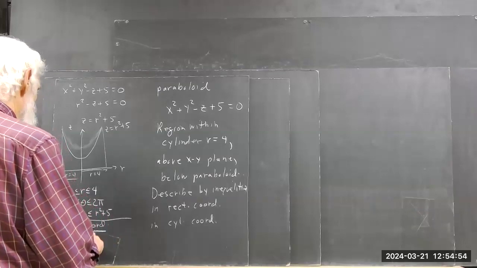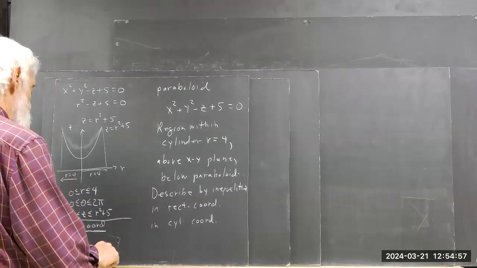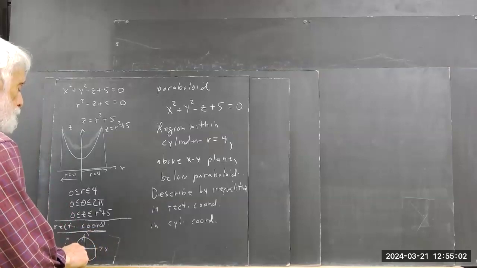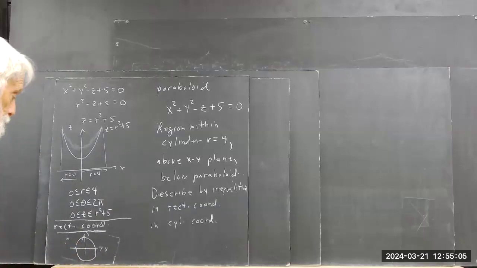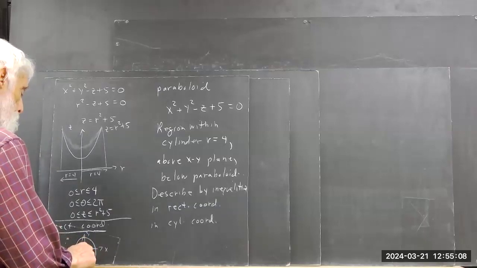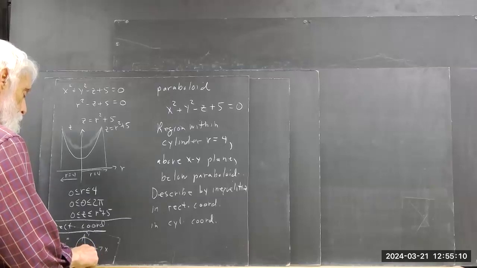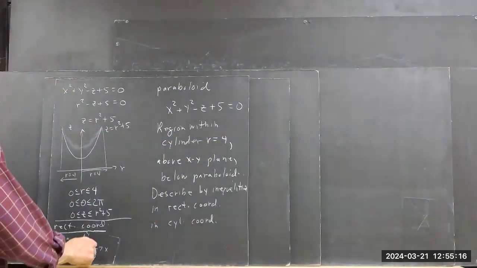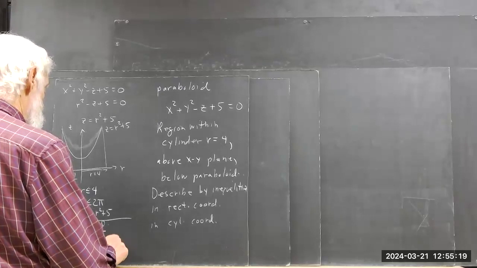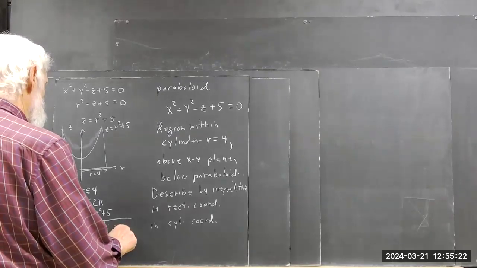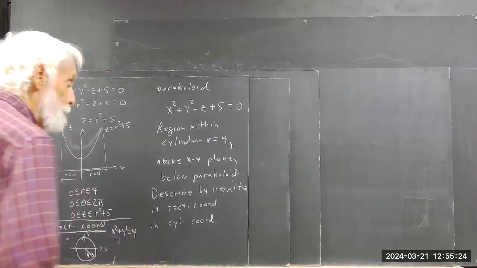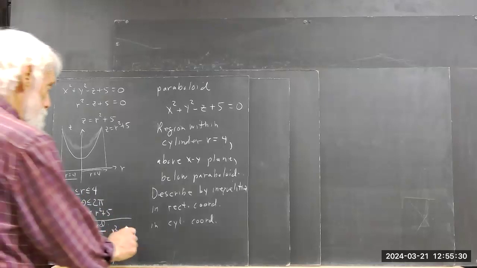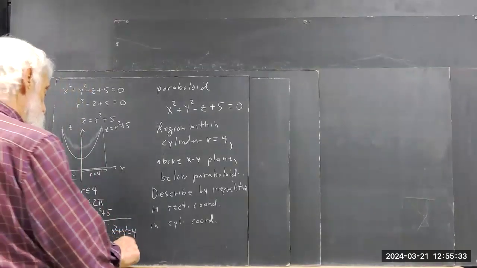Well, in the XY plane, we have this circle of radius 4, because that's what r equals 4 is. And of course, the equation for this circle is x squared plus y squared equals 16. Okay. Now, how do you describe the circle?